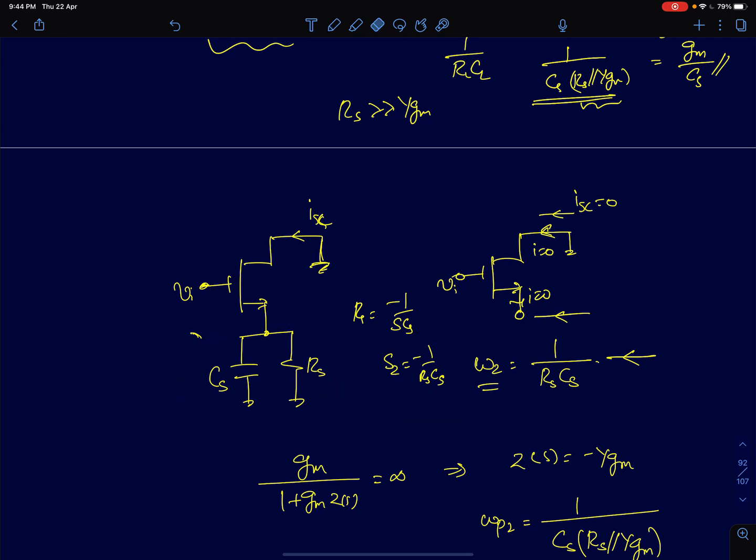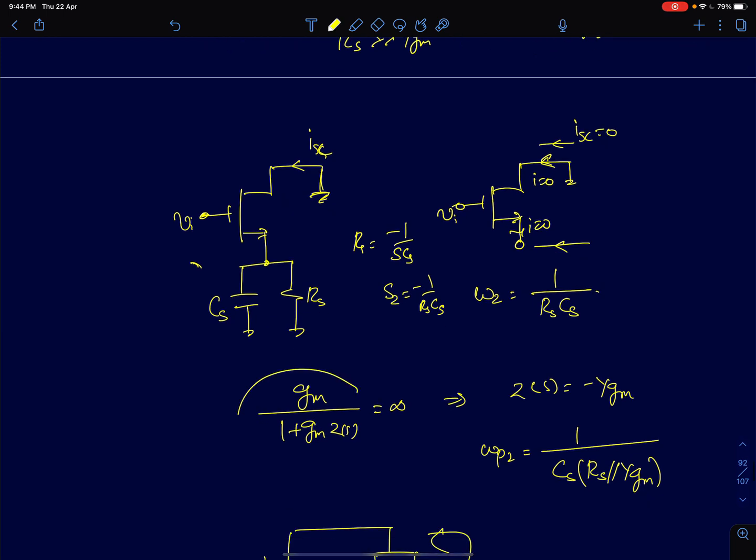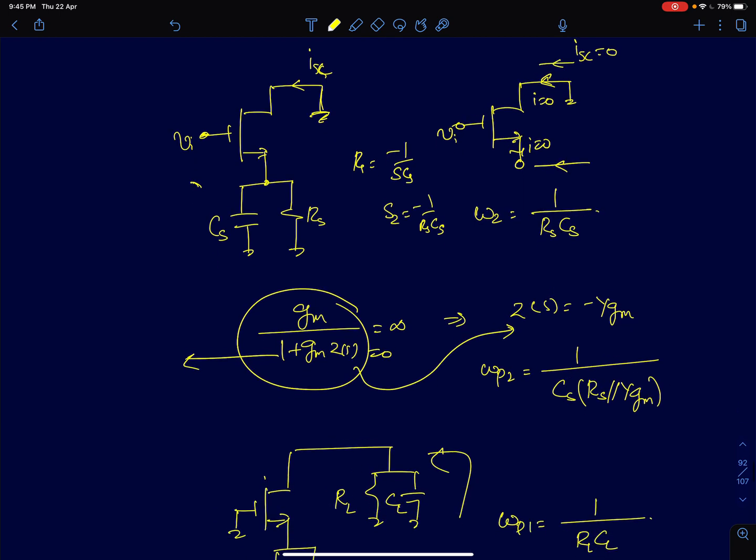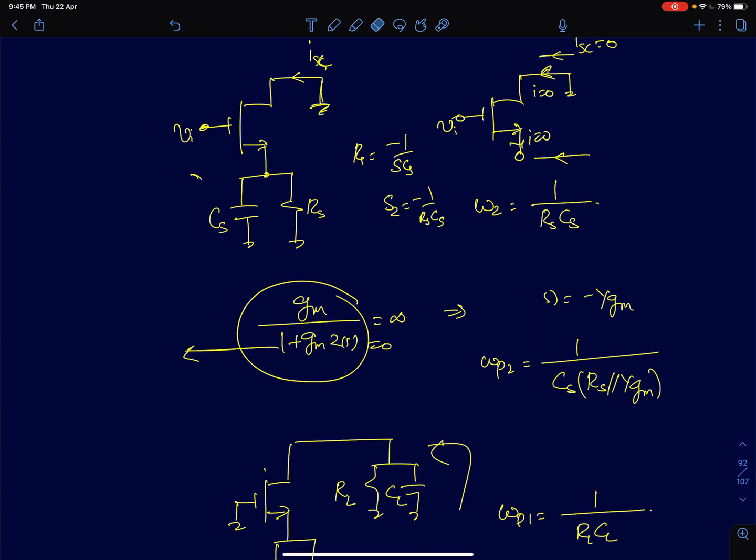To calculate the pole, we take the effective transconductance, Gm by 1 plus Gm Zs(s), and equate the denominator to 0. So 1 plus Gm Zs(s) equals 0, which gives Zs(s) equals minus 1 by Gm. Substituting Zs(s) as Rs parallel 1 by sCs, we get this expression for the pole as 1 by Cs into Rs parallel 1 by Gm.